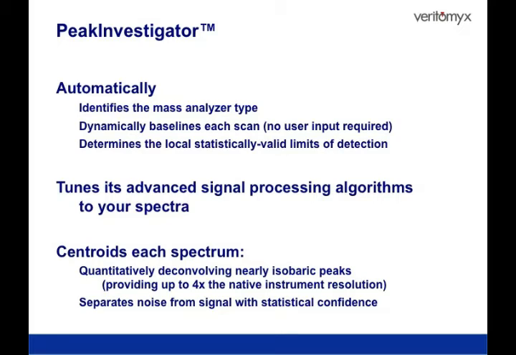PI uses advanced signal processing algorithms that auto-tune to your submitted data. With these auto-tuned signal processing algorithms, Peak Investigator simultaneously centroids and deconvolves the peaks in each spectra. These algorithms more than triple the native hardware resolution of any mass analyzer. The best part about PI is its statistical validity. You get less noise and more signal more reproducibly.